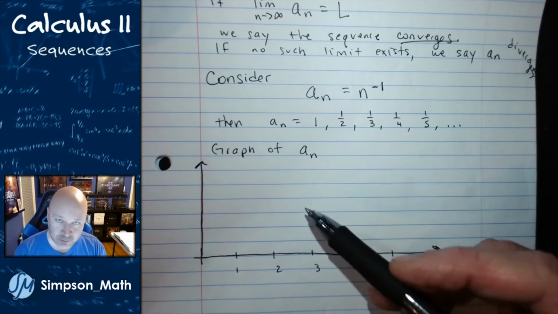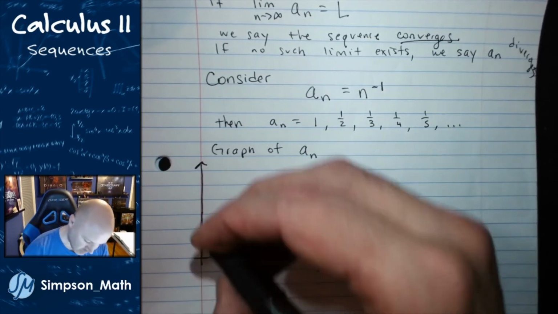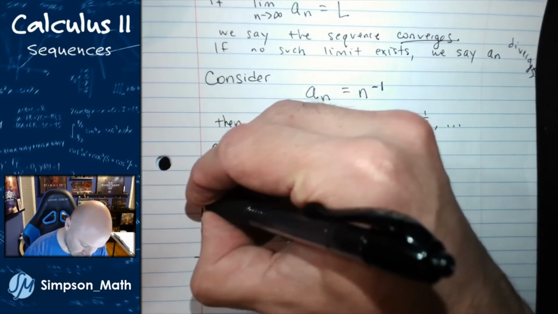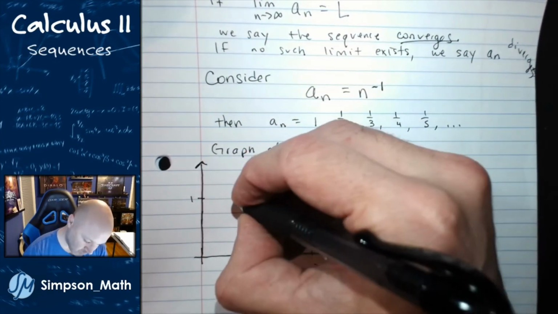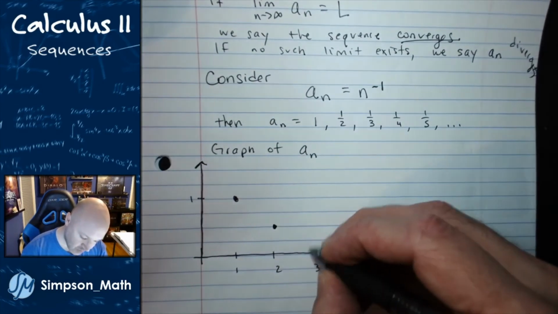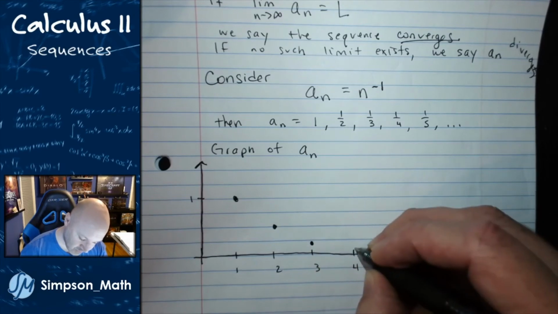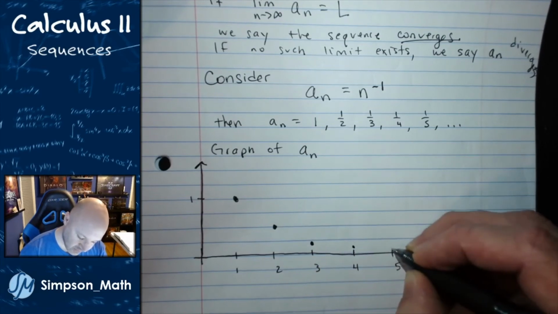The function outputs these numbers in the sequence. So the biggest one is 1. Maybe I'll let 4 squares be 1. 2 is a half. 3 is a third. 4 is a fourth. 5 is a fifth.